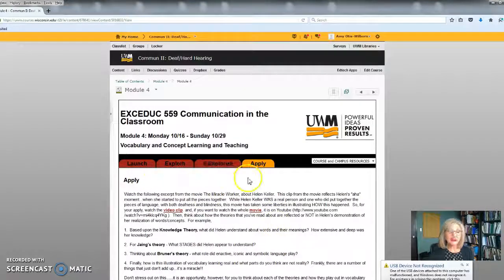And hopefully then Module 5 will really get down to planning, using these theories to plan how to teach vocabulary to our students. So anyway, any questions, let me know. Hope you have a good week.